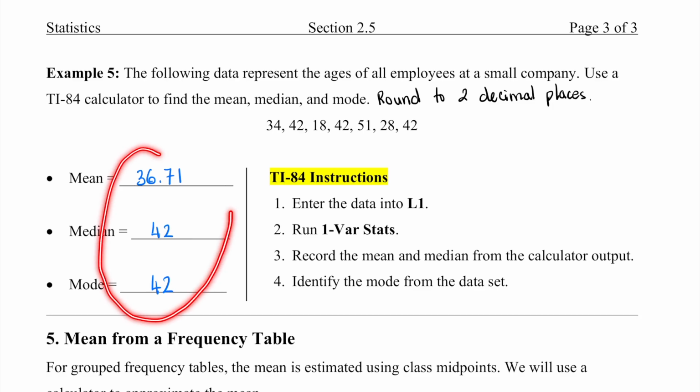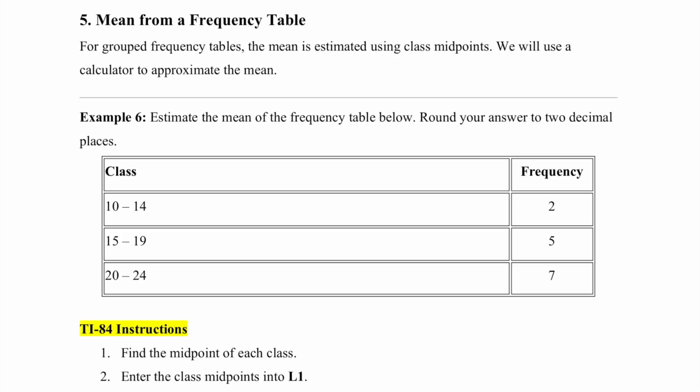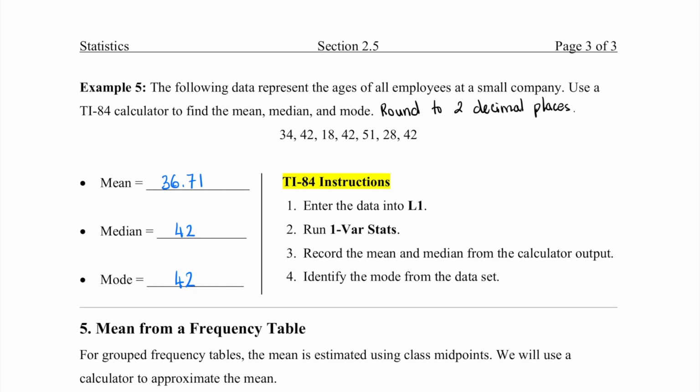Notice that these values are not all the same. That's perfectly normal. Each measure of center describes the data in a slightly different way, which is why it's often useful to look at all 3. Now, let's look at one more situation where we might want to find the mean. Up to this point, we've been working with raw data. In other words, we have had access to every individual observation. For example, in example 5, we were given the exact ages of all employees.